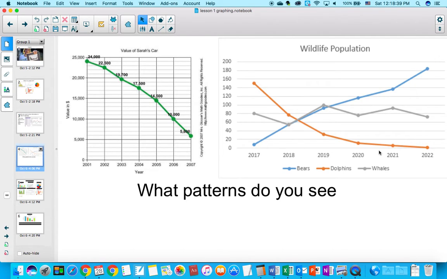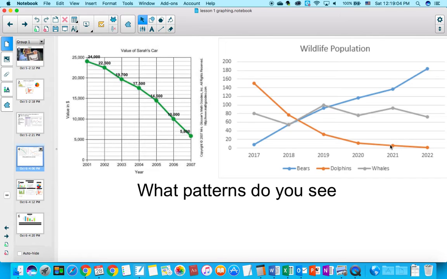Well, that's not true, right? Bears don't do that. But this graph can tell you that the number of bears is increasing and the number of dolphins is decreasing. Yes, there's a correlation, but they're happening together. Their numbers are related in the sense that one's going up while one's going down. But that does not mean that the bears going up is causing the number of dolphins to go down.